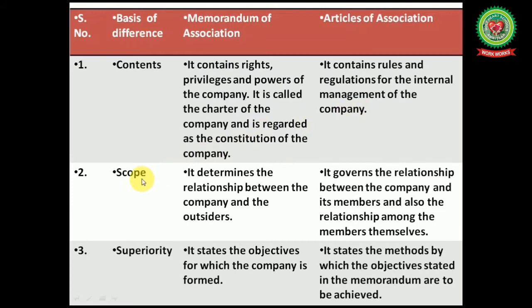Second is scope. The memorandum of association determines the relationship between the company and outsiders. But the articles of association govern the relationship between the company and its members, and also the relationship among the members themselves. Next is superiority. The memorandum of association states the objectives for which the company is formed. But the articles of association state the methods by which the objectives stated in the memorandum are to be achieved.